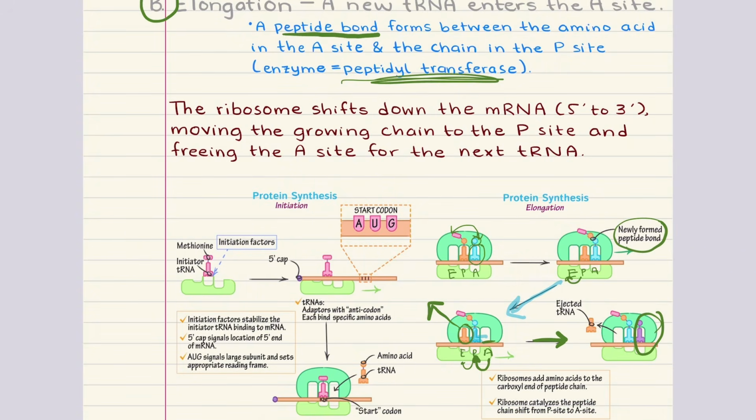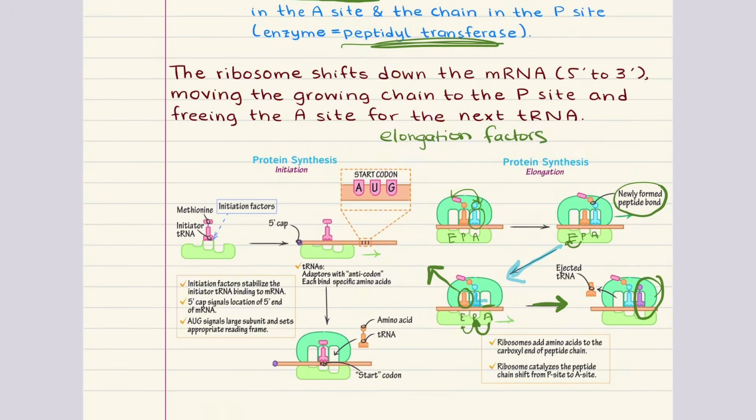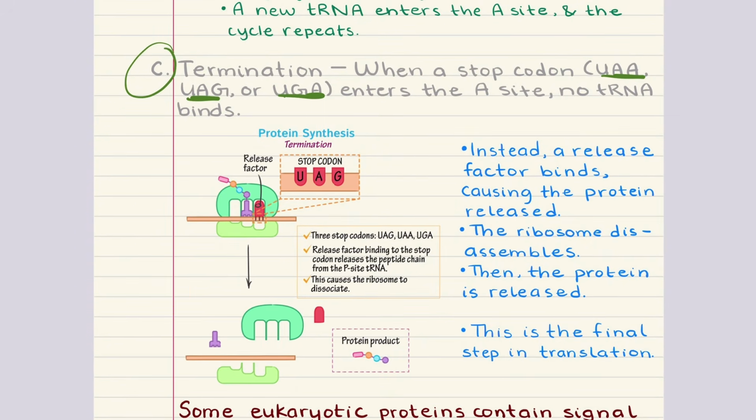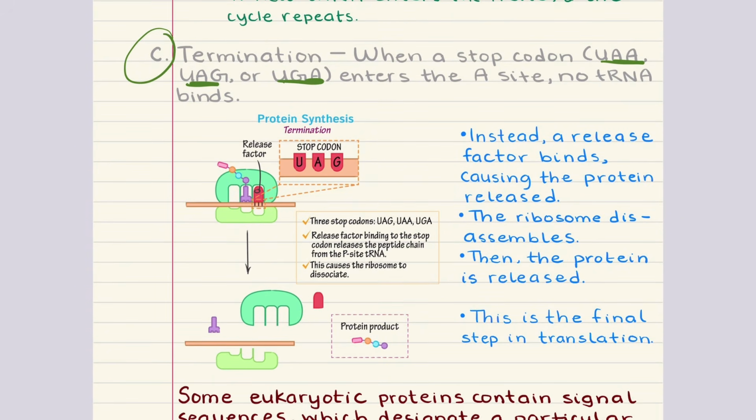Along the way, elongation factors are going to help guide tRNAs into the A site, and they're going to help coordinate the movement of the ribosome down the messenger RNA. These elongation factors also use GTP as an energy source to power that process. Eventually, the ribosome reaches a stop codon, and that brings us to the final step, termination. There are 3 stop codons, UAA, UAG, and UGA. These codons actually don't correspond to any amino acid, so there's no tRNA that binds to them.